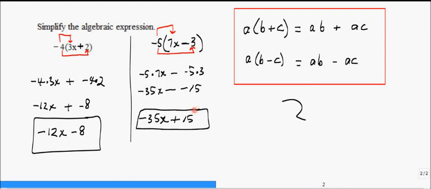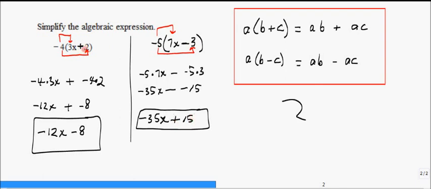Now, there is a shortcut that some of you probably know about, and that is to think of it this way. Technically, this is not a negative 3. This is subtraction of a positive 3. But if we think about it as being a negative 3, we can go from here directly to here as follows. Negative 5 times a positive 7x is a negative 35x. And a negative 5 times a negative 3, negative times negative, gives us a positive. And so we can get the plus just like that, 15.